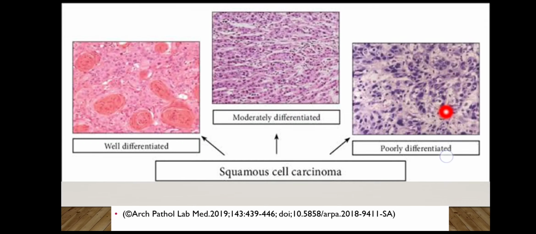In poorly differentiated, there won't be any nest formation or keratin pearl formation, and there might just be sheets of cells arranged haphazardly. There will be marked pleomorphism, marked hyperchromasia, and abundant mitotic figures in poorly differentiated squamous cell carcinoma. In such cases, we have to do immunohistochemical markers to know the differentiation of the cells.